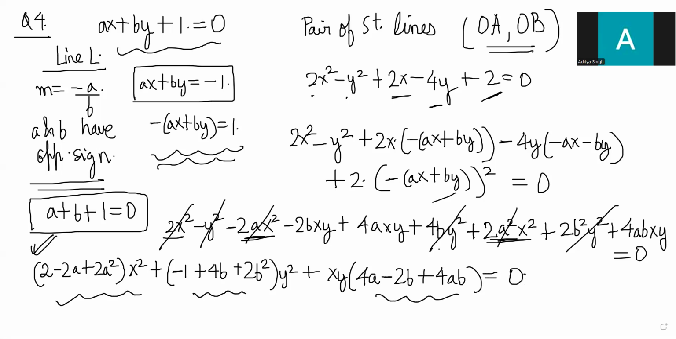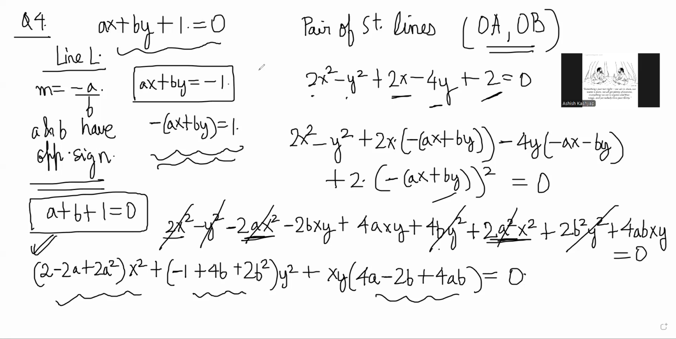Yes, sir. The question has said that the lines joining the origin and A and B are such that the coordinate axes are the angle bisectors between them. Great. So the equation of angle bisectors of this pair of straight lines should come out as the coordinate axes for us, right? Are you understanding what I'm saying right now?